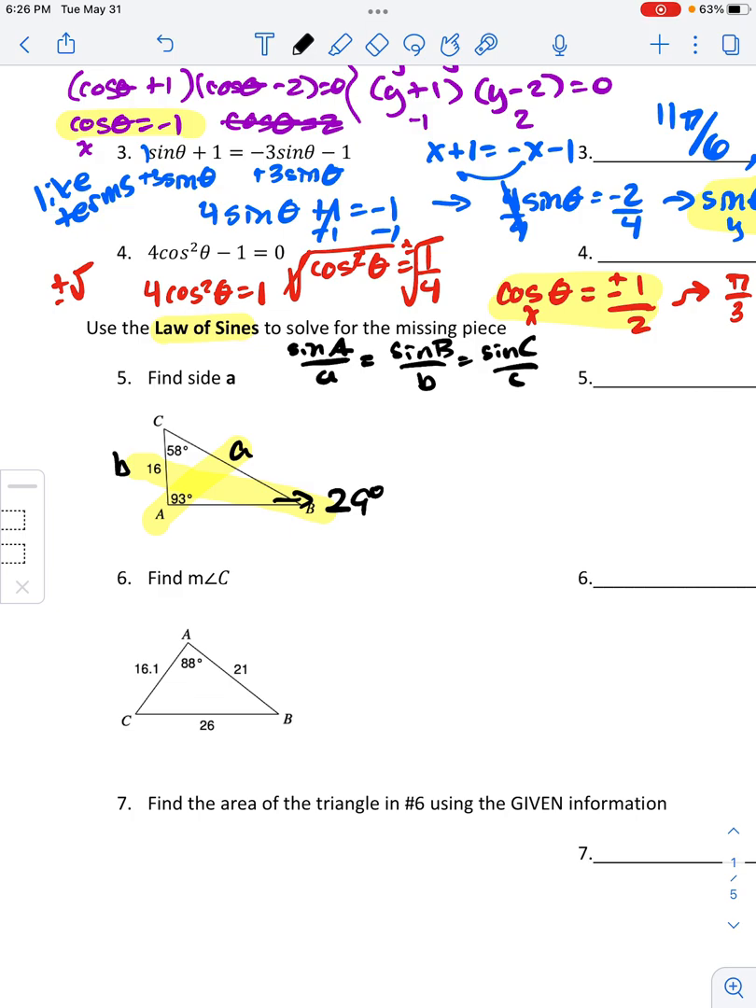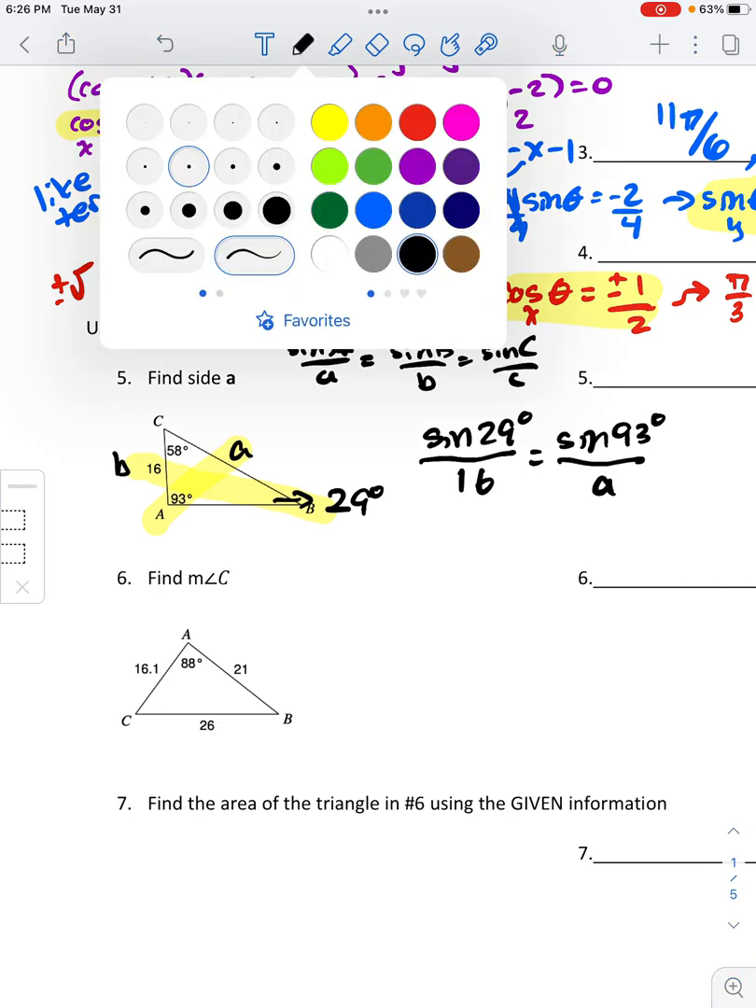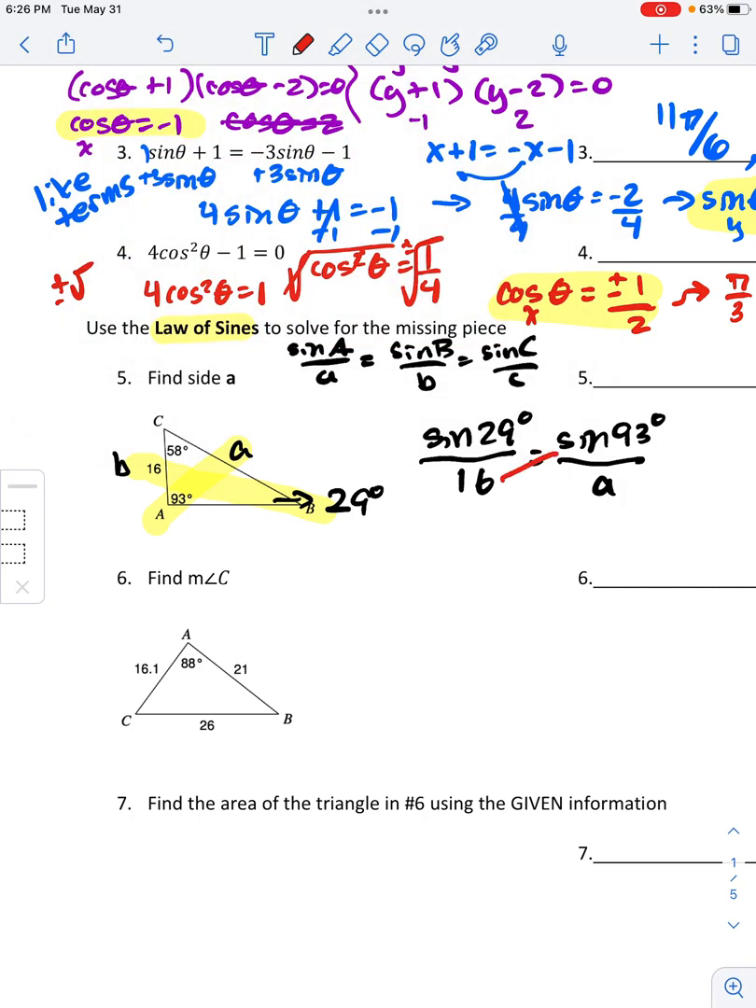Okay, so now I have a pair. I can say the sine of angle B, which is 29 degrees, over side B, which is hopefully 16, now that I'm convinced I can't see, equals the sine of 93 degrees over A. And I'm going to cross multiply. That means I'm going to do 16 times sine 93. And that has to equal A times sine 29. So I'm going to do my 16 sine 93 first. And then I'm going to divide that because I'm trying to get A alone. And so I'm going to divide out that sine 29.